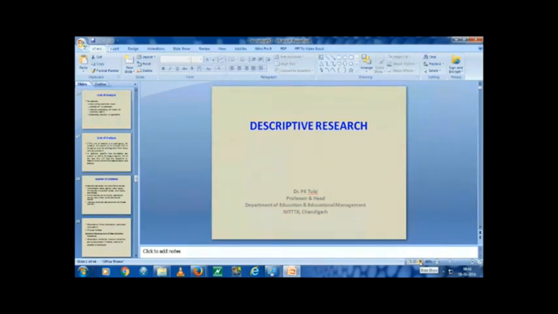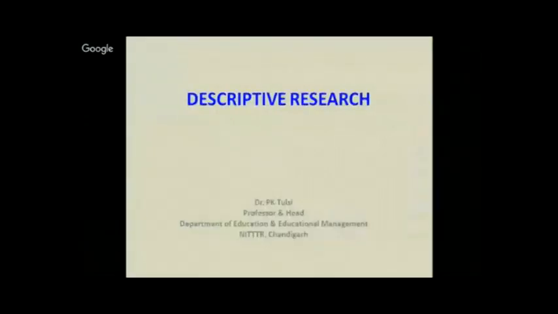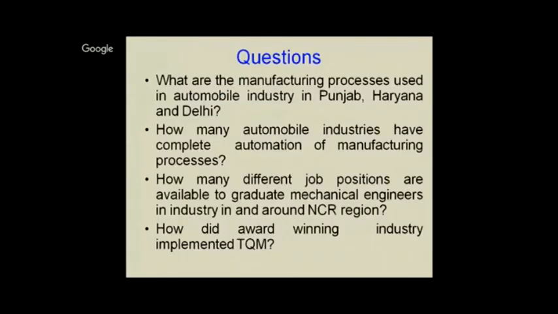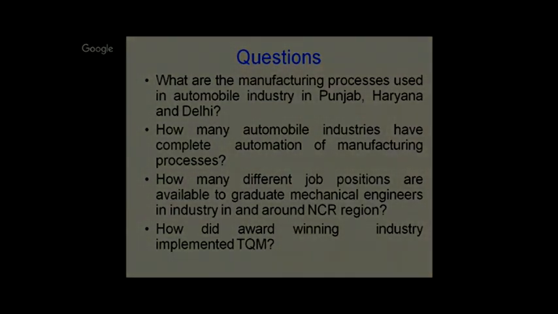To begin with, let's see what are the various questions which can be answered through descriptive research. Now here you see I have enlisted a few. What are the manufacturing processes used in the automobile industry in Punjab, Haryana and Delhi? How many automobile industries have complete automation of manufacturing?